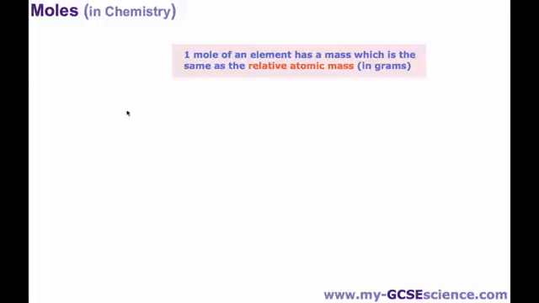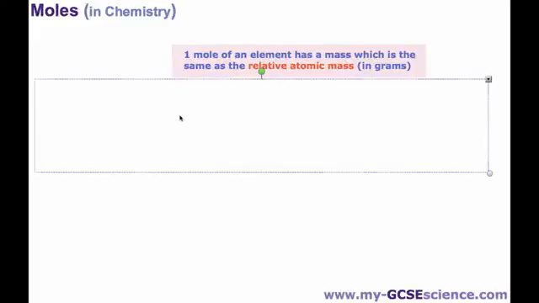Okay, so the second thing I want you to remember is to do with the reason why that number has been chosen. It was chosen carefully so that when you have a mole of an element, it has a mass which is the same as the relative atomic mass in grams. Okay, so 1 mole of an element has all this, right? What does that mean in practice? Well, let's have a look.